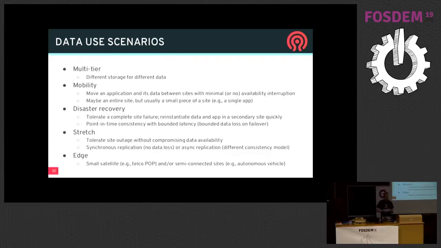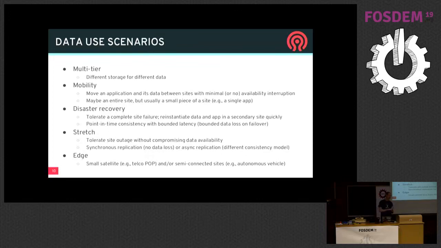coherent copy. The fourth case is what I'll call stretch, which is a similar situation where you want to tolerate a site outage, but you want to do it without any loss of availability. So in the disaster recovery case, you lose a data center, you panic, and you restart everything in a secondary data center, and maybe you lost a little bit, but you didn't go out of business. In the stretch case, you don't even notice. Your application doesn't go down.